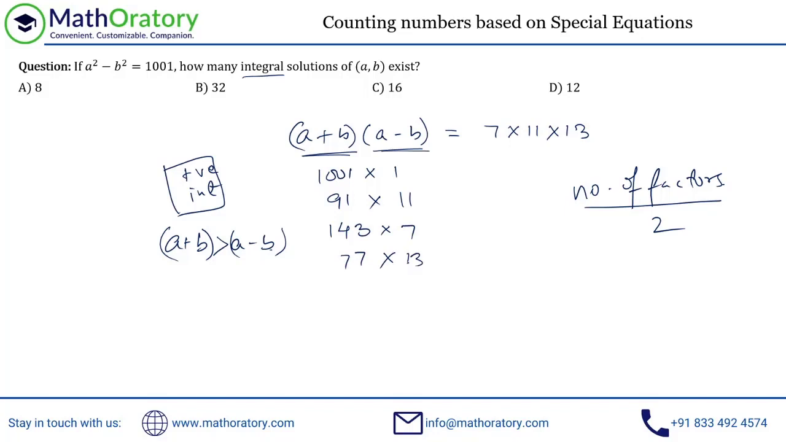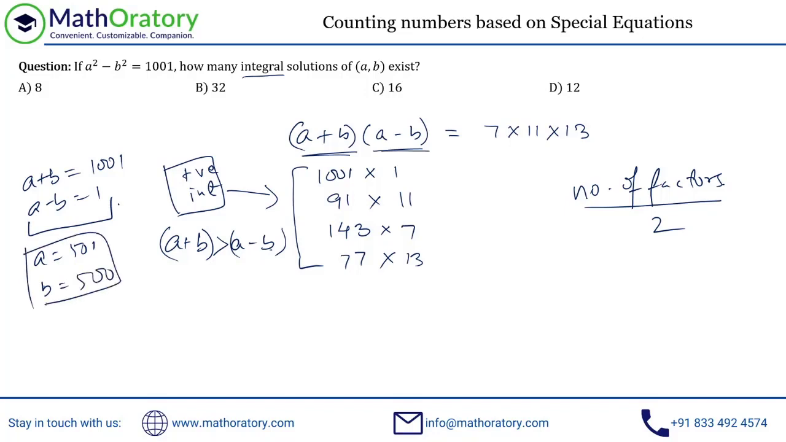Each of these is going to give you values of a and b which are positive integers. I'll just show one example. If I have a plus b as 1001 and a minus b as 1, then from this you will get a as 501 and b as 500. So that will satisfy the condition.